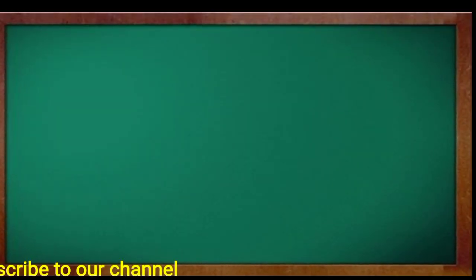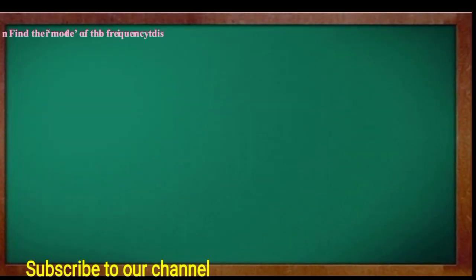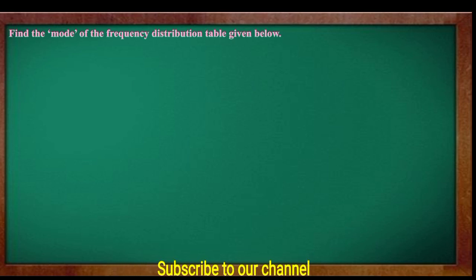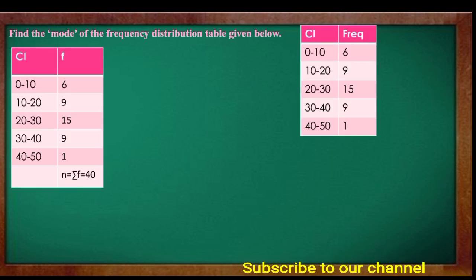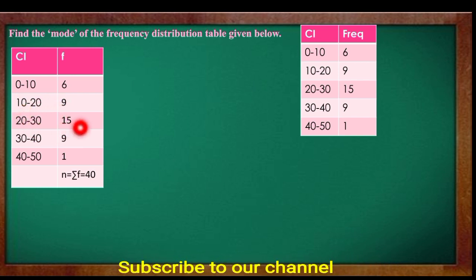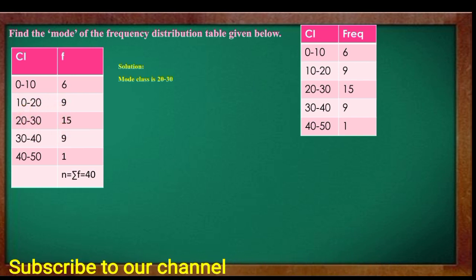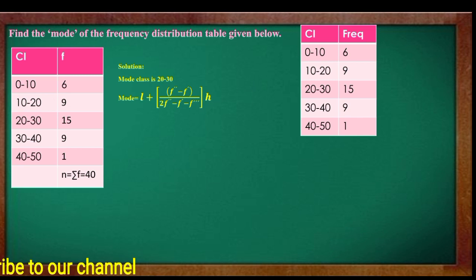Next, find the mode of the frequency distribution table given below. The table is here, and the modal class is 20 to 30. Therefore, L is equal to 20. We know the formula of mode. Mode class is 20 to 30.